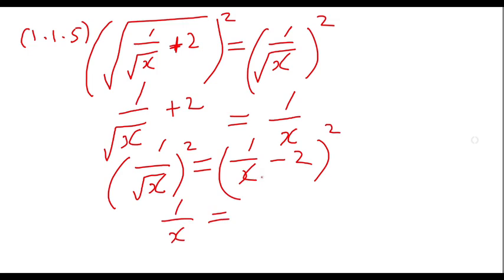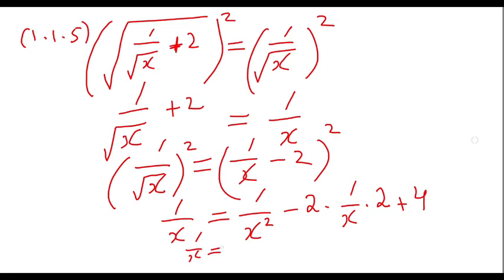And now I'm going to open the perfect square formula. (1/x)^2, minus, from the formula, 2 multiplied by 1/x multiplied by the second term 2, plus 2^2, which is 2 times 2, 4. So 1/x is equal to 1/x^2 - 4/x + 4.